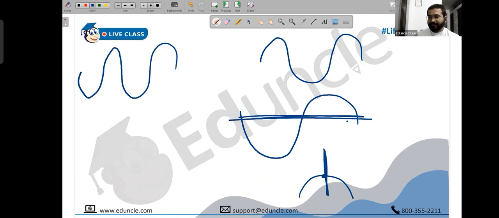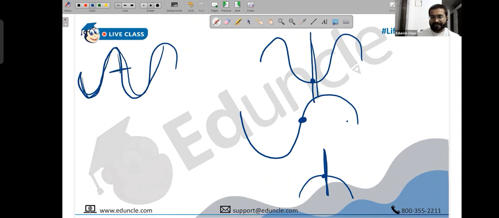Very similarly, where should be the geometrical center here? Somewhere here. So this will be the center. Where should be the geometrical center here? So this will be the center. Okay. And then where should be the geometrical center here, people? This is one wave, and this is again one wave. So this will be the center.